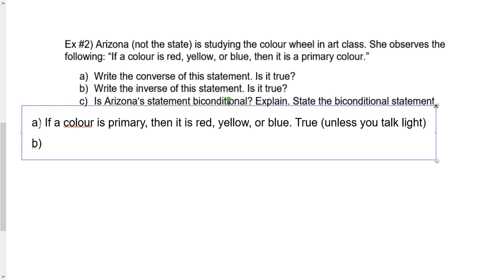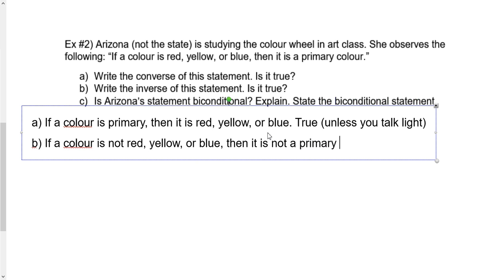B, write the inverse of the statement. So the original statement is if a color is red, yellow, or blue, then it is a primary color. The inverse of it would be just adding or changing the sign. So if a color is not red, yellow, or blue, then it is not a primary color.